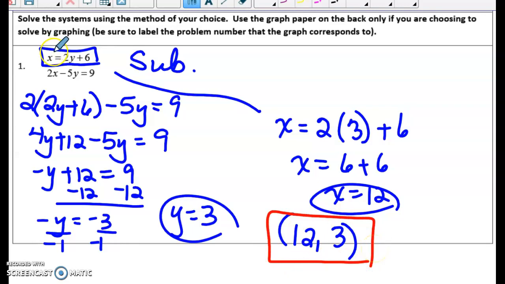And if I plugged that in, 2 times 3 is 6, plus 6 is 12. Here, 2 times 12 is 24, minus 3 times 5, which is 15, and 24 minus 15 is 9. So I know I'm right.